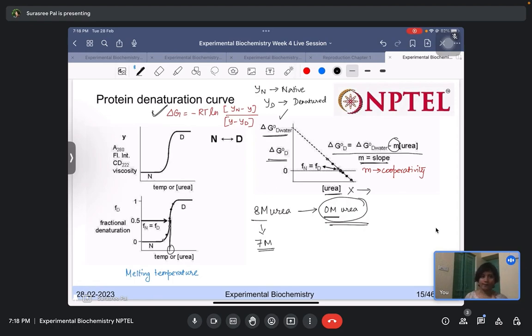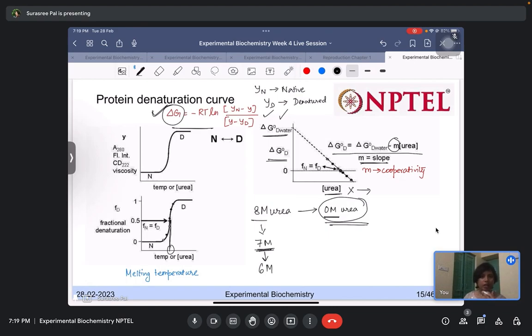So you take the absorbance at this particular point of time, right? And you already know the absorbance of the native protein and the absorbance of the totally denatured protein, right? So you put these values in this equation and you calculate the value of delta G, right? At 7 molar urea concentration, you again decrease the concentration of urea to 6 molar. Then again you calculate the value of delta G from this equation. Delta G equals minus RT ln (yn minus y) divided by (y minus yd), right?